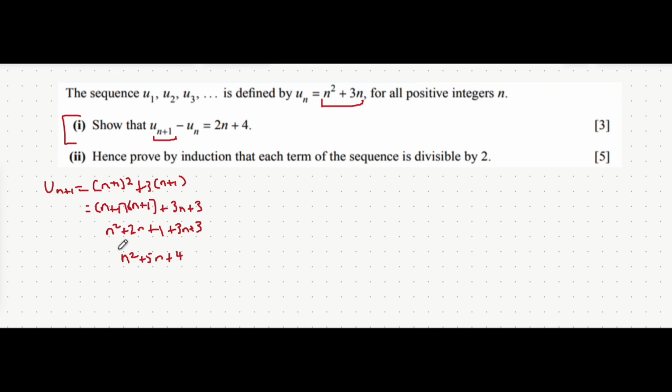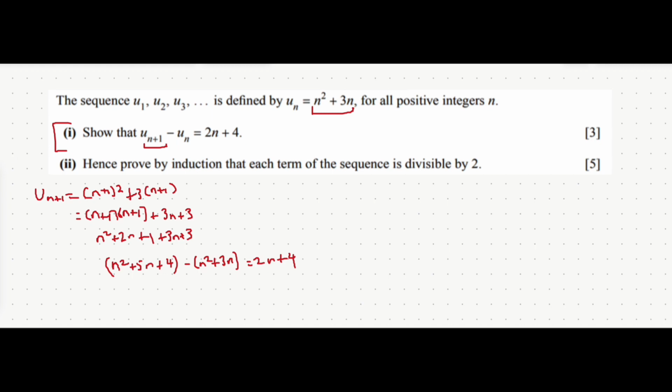If I'm going a bit fast, you can rewind, sorry about that. You then subtract from that u n, which is this expression here, so n squared plus 3n, and remember to subtract everything. So n squared take away n squared cancels out, 5n take away 3n is equal to 2n, and then 4 take away, well, there's no constant here, so it's just a positive 4. And so we've proven part I. Let's now move on to part 2.